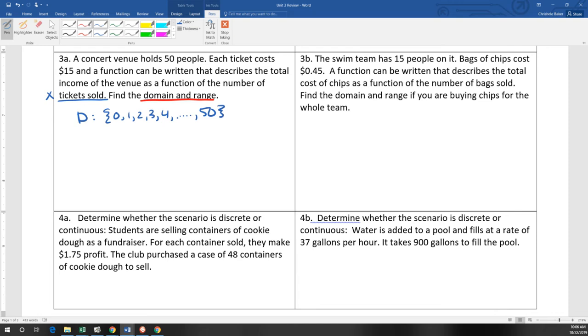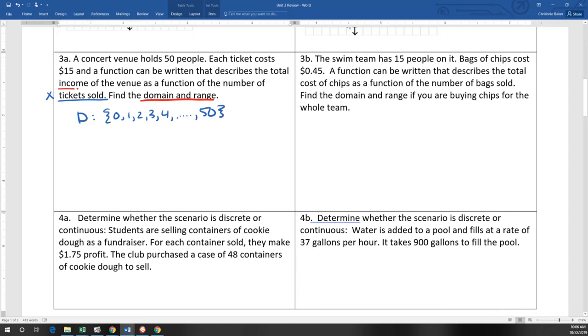Now my range, it said that it's the income of the venue. So each ticket costs $15. Well, we all know that if nobody buys any tickets, we're not going to make any money. Then if 1 person, that would be $15. 2 people buy, that's $30. And then if 50 people buy, 50 times 15 would be $750. Again, this is discrete because we aren't going to have fractions of people, and our range values, our only options are multiples of 15.